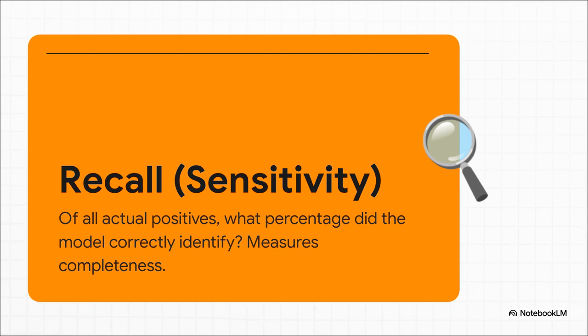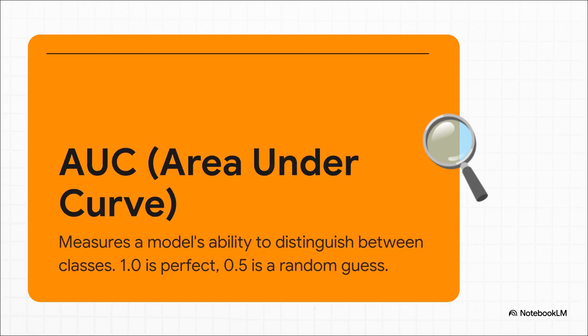And this is where that classic trade-off comes into play. Do you need your model to be super cautious and precise, or do you need it to cast a wide net and have high recall? So how do you balance that trade-off between precision and recall?